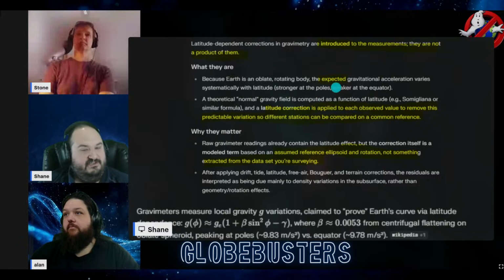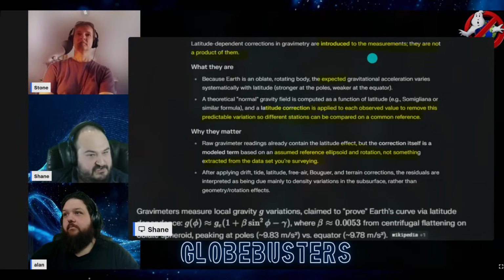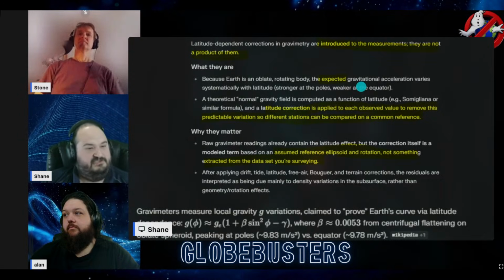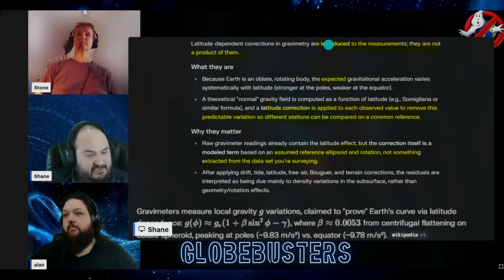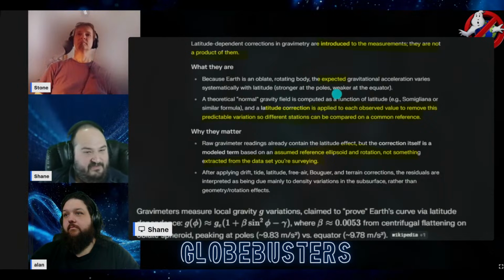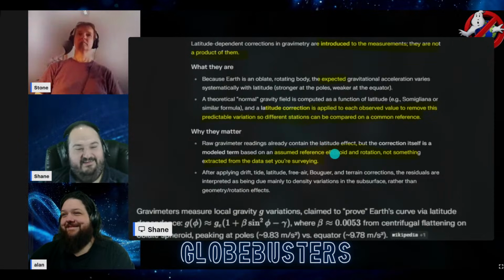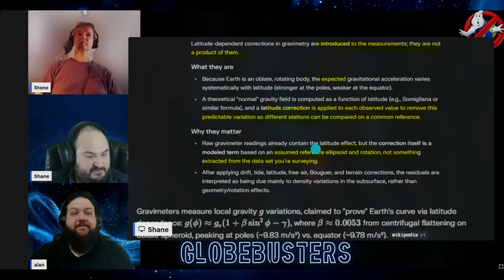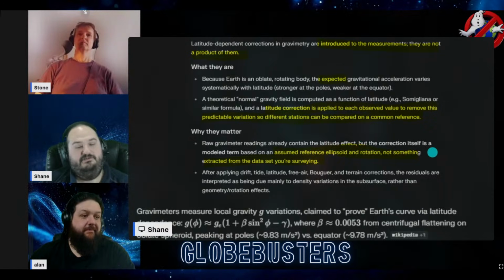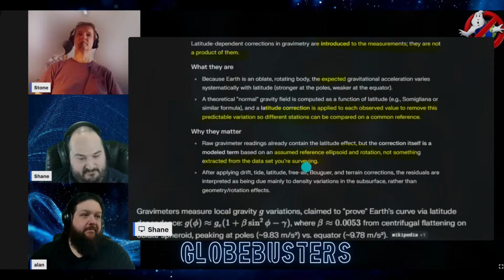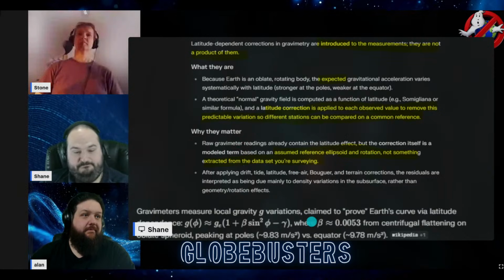So they say that this is ignored. This latitude dependency is actually introduced afterwards based on the corrections interposed because of the model, because they assume an ellipsoid model that has those latitude-dependent corrections. They incorporate that into the measurements that they make. We're going to watch a video at the end that goes over what they think causes this, and how actually they think maybe it doesn't cause that at all due to a massive scientific coincidence. They say that the raw gravimeter readings do contain this latitude-dependent effect, but the correction that they make is based on the assumed reference ellipsoid and rotation, not something extracted or visible in the data set. So that's strange.